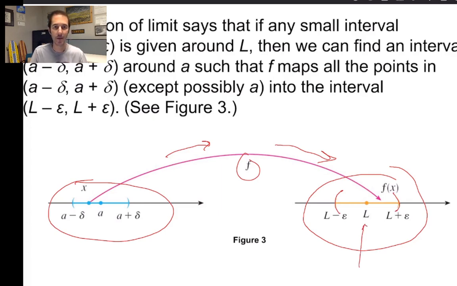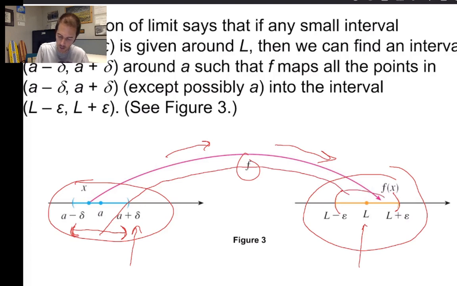This is probably my favorite illustration of what it is that we're really trying to achieve. We're trying to find this delta so that this portion of our domain over here fires us off here through our function and lands us in the correct portion of the range over here on the right-hand side.